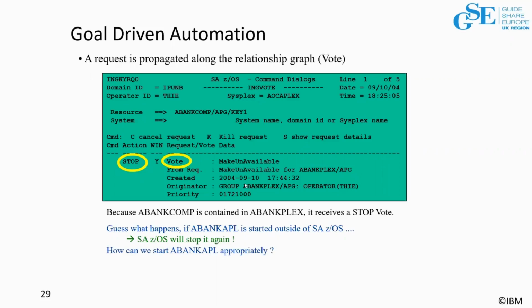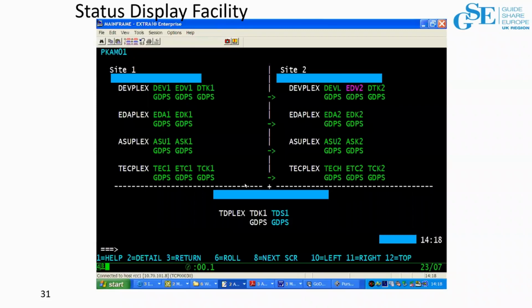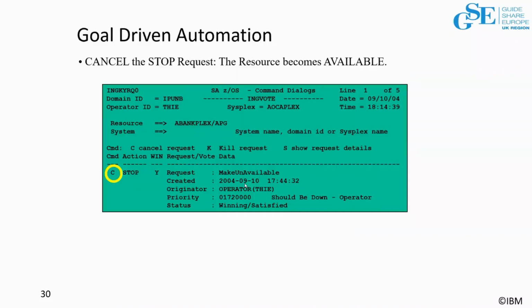So what's the appropriate way to start a resource if there's a vote? Kill the vote or cancel the vote. So you do a C for cancel, and the vote will be cancelled, and the system automation will bring the resource back up again. So votes are important.